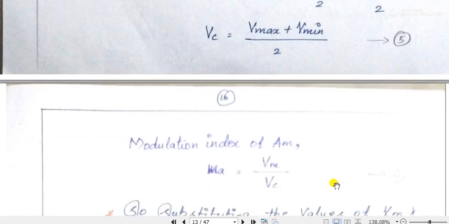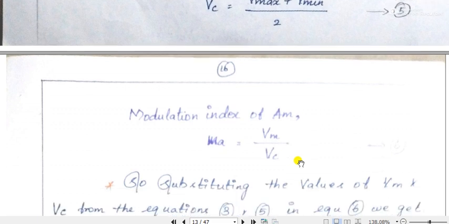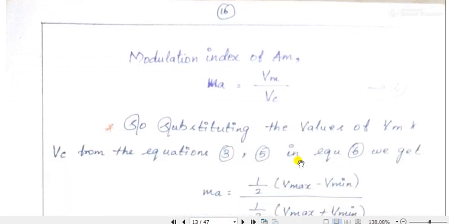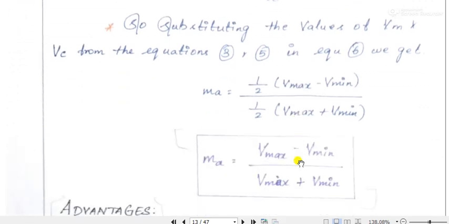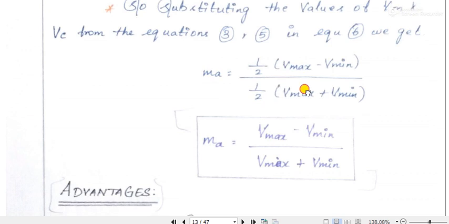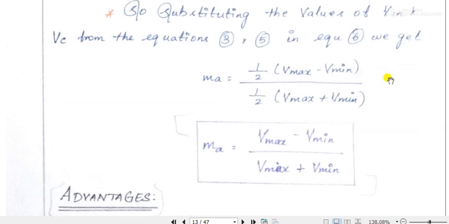Now we have found the values of Vm and Vc, so we can calculate the modulation index. Ma is equal to Vm by Vc. We substitute the values of Vm and Vc from equations 3 and 5. Ma is equal to Vmax minus Vmin divided by 2, divided by Vmax plus Vmin divided by 2. The 1 by 2 cancels, so the modulation index is Vmax minus Vmin divided by Vmax plus Vmin. From this method we can easily calculate the modulation index in terms of maximum voltage and minimum voltage.